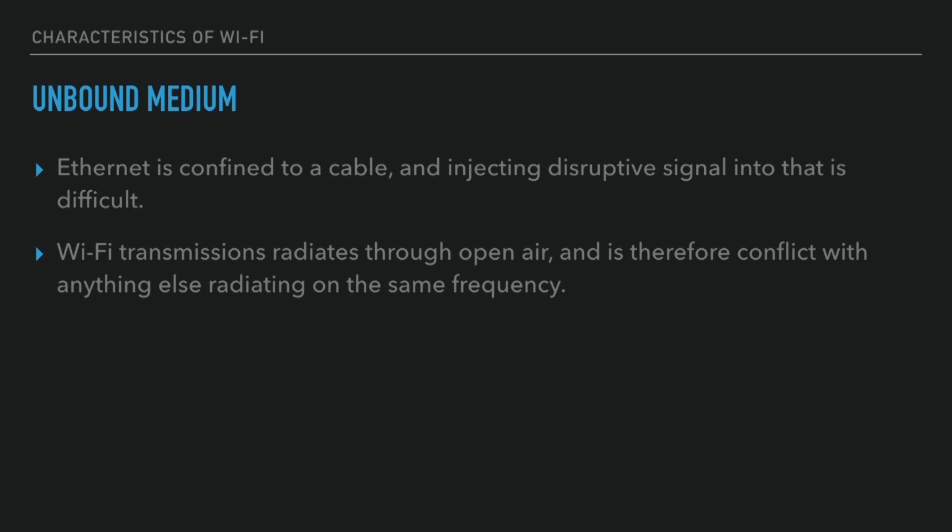So the third characteristic of Wi-Fi that I wanted to talk about is the unbound medium. An unbound medium is something that essentially has no physical limit, whether in theory or practice. Ethernet is a bound medium. It's confined to a cable and to switches, and it's very difficult, as I said earlier, to inject disruptive signal into it. Wi-Fi transmissions, on the other hand, radiate through open air, and they therefore conflict with anything else that might be radiating on the same frequency.